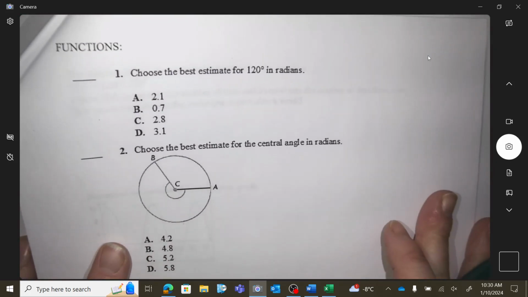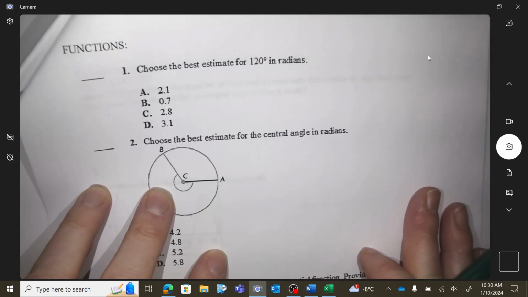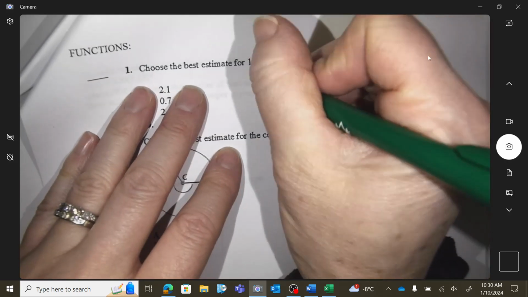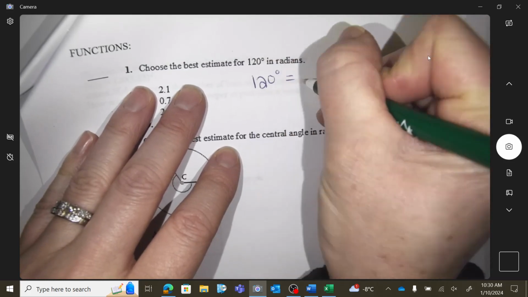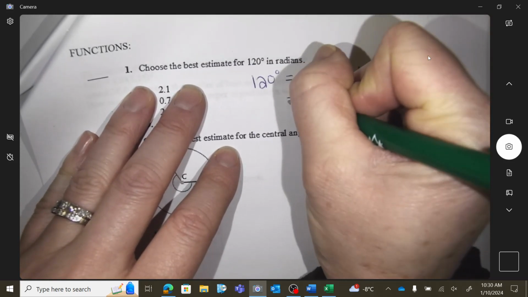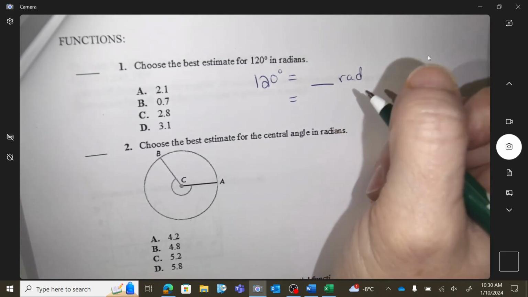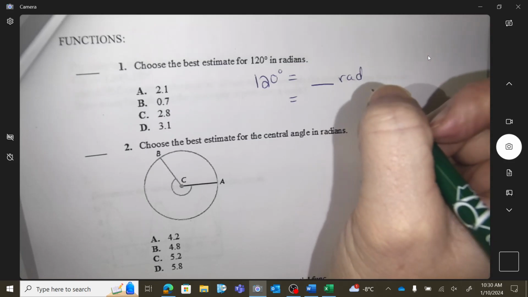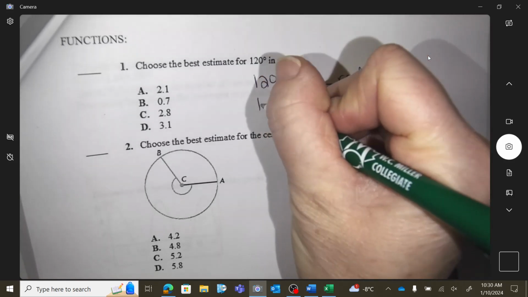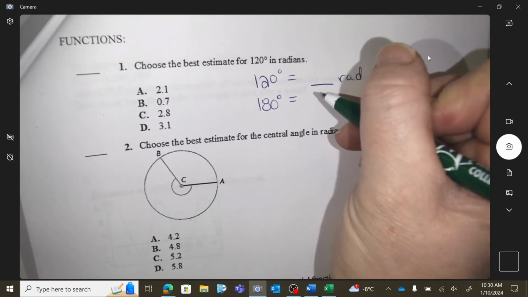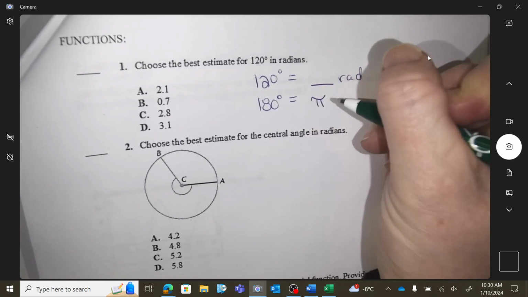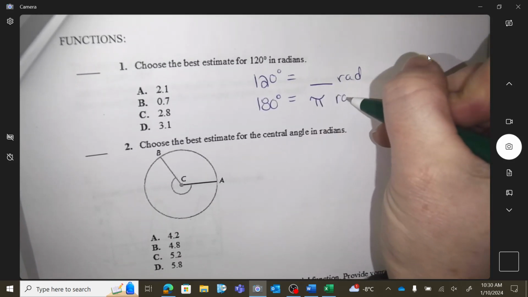Choose an estimate for 120 degrees in radians. Okay, so does anybody remember the conversion with degrees and radians? 180 degrees is the same as pi radians.